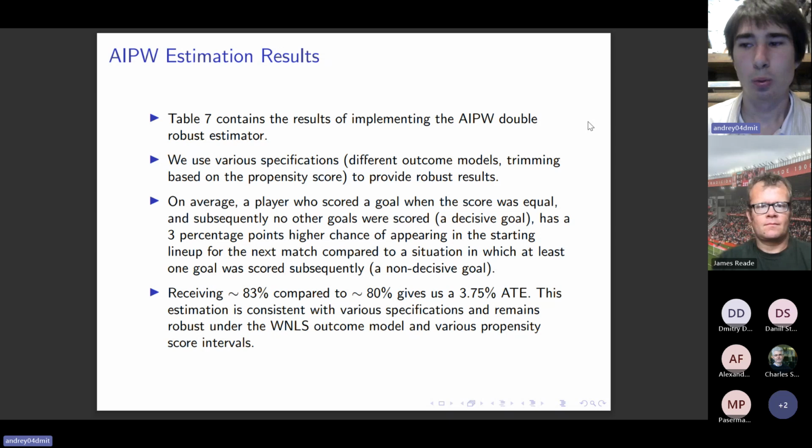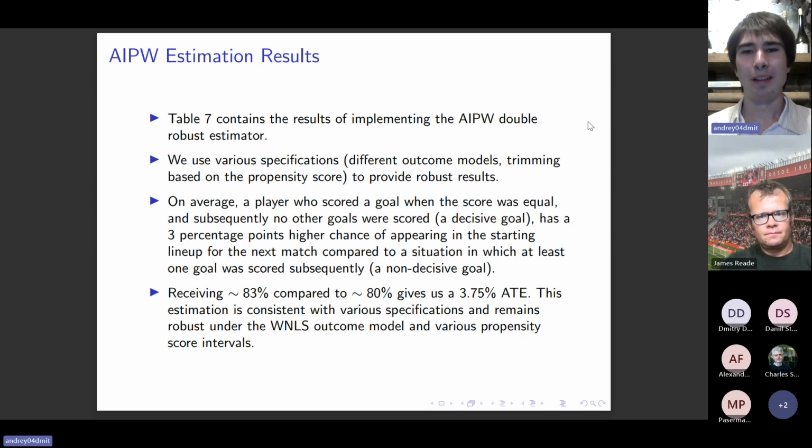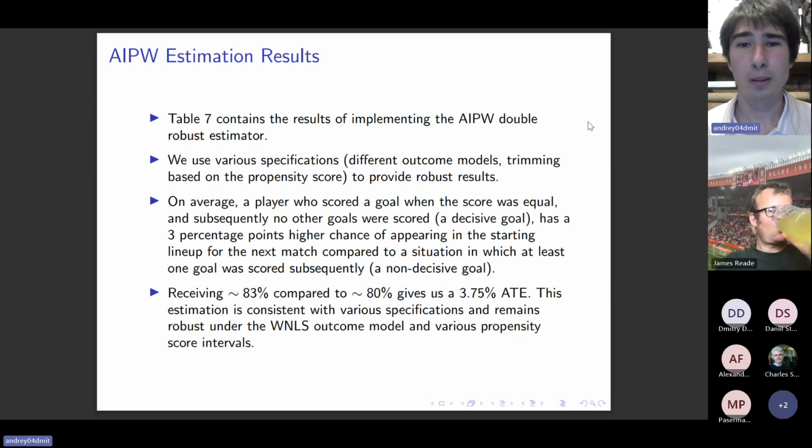So we are moving on to our second half of the presentation. So, estimation results. The next table on the next page contains the results of implementing this double robust estimator. We use various specifications, different outcome models, and trimming based on the propensity score to provide robust results.